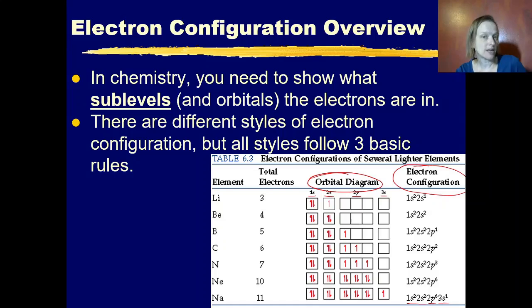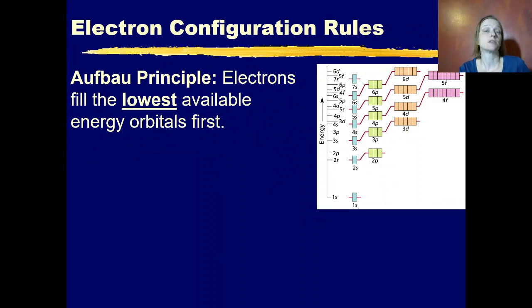Although there are different styles of electron configuration, they all follow the same 3 basic rules. So let's talk about what those rules are. The first rule is the Aufbau Principle. Electrons always fill the lowest available energy orbitals first.